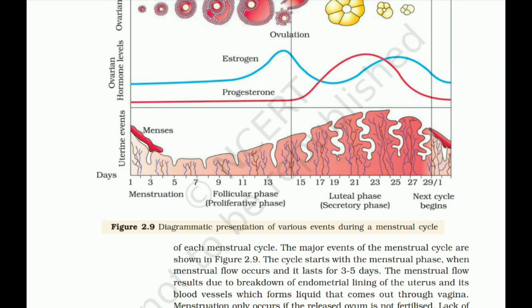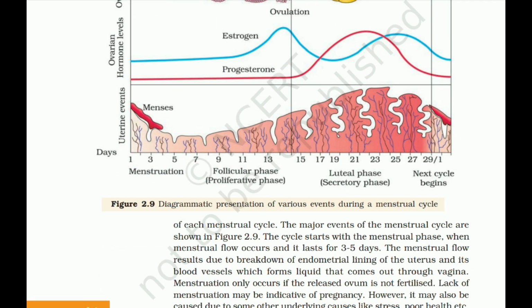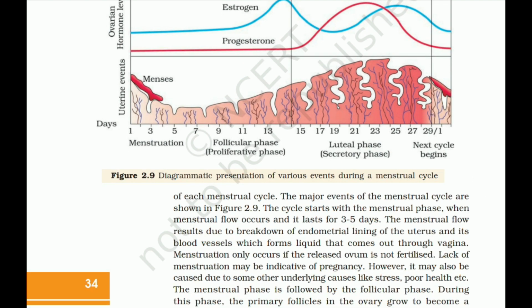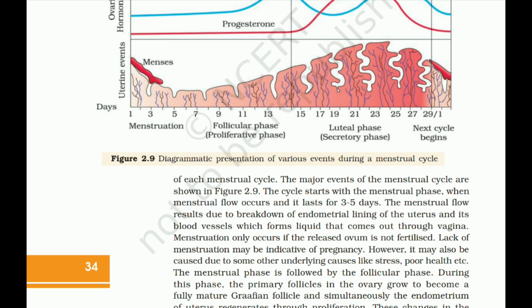The major events of the menstrual cycle are shown in figure 2.9. The cycle starts with the menstrual phase, when menstrual flow occurs, and it lasts for 3 to 5 days. The menstrual flow results from the breakdown of the endometrial lining of the uterus and its blood vessels, which forms liquid that comes out through the vagina. Menstruation only occurs if the released ovum is not fertilized. Lack of menstruation may be indicative of pregnancy. However, it may also be caused by some other underlying causes like stress, poor health, etc.